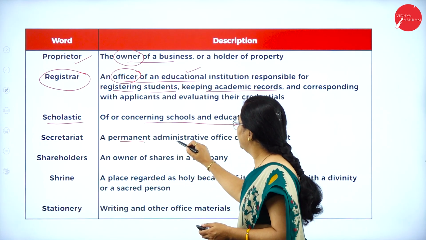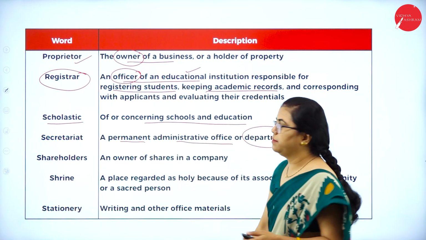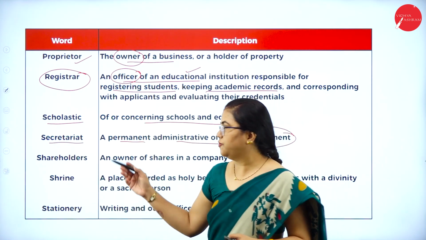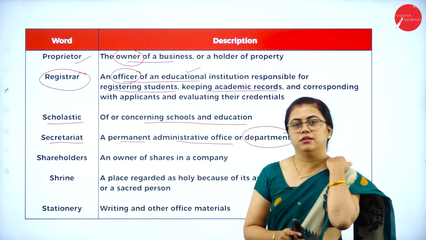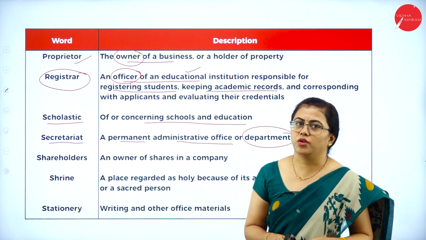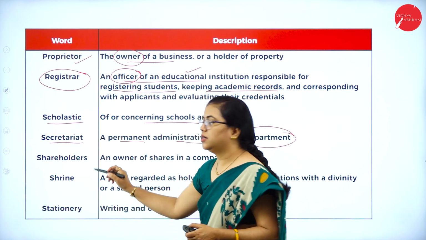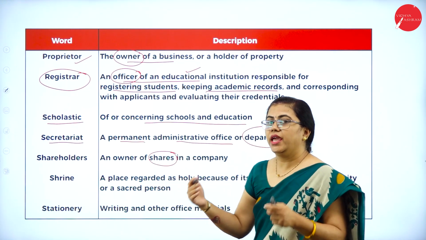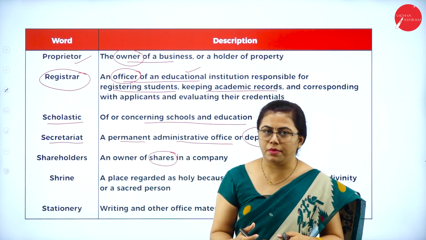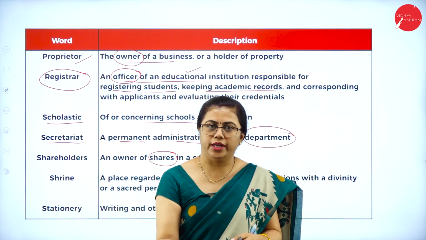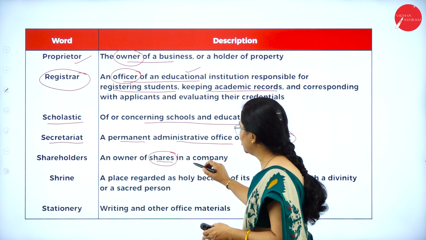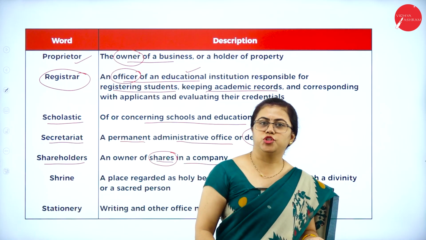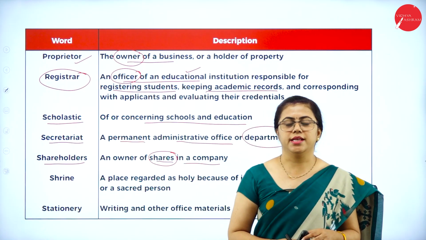Then a permanent administrative office, or maybe a department, that is called a secretariat. Fine. So Margaya refers to this secretariat also whenever he goes in search of Balu. Then we have the owner of shares. Whenever you're talking about shares of a company, a person may have a part, or maybe he is the owner only, you have to use this word shareholder. Dr. Pal actually was a shareholder in Margaya's society.